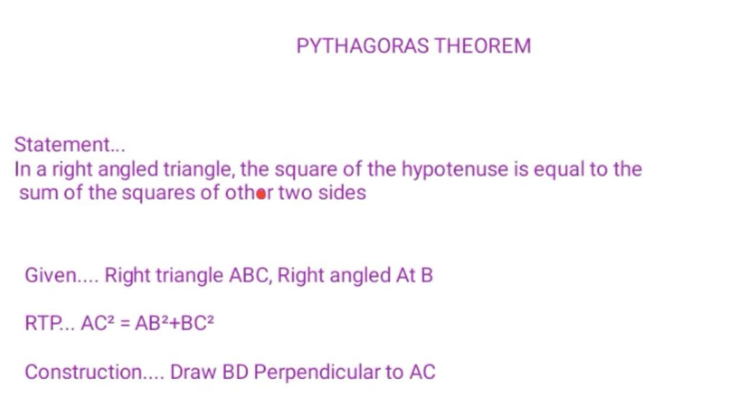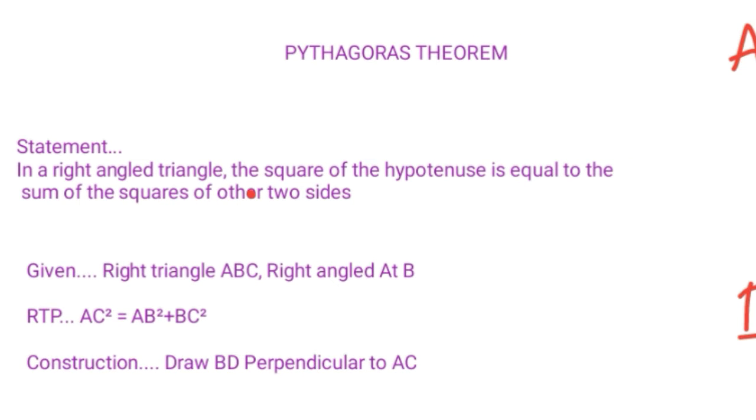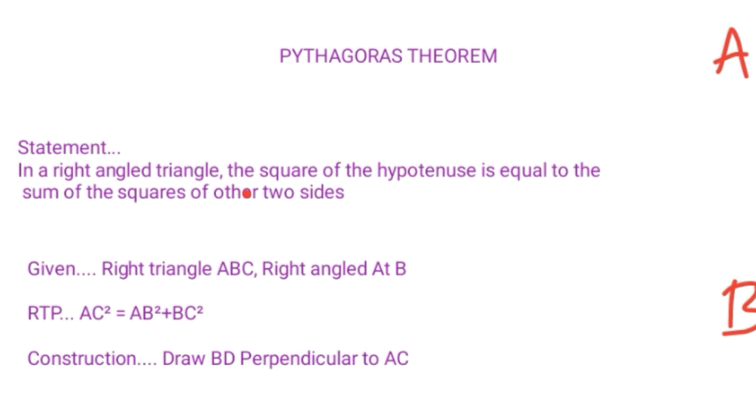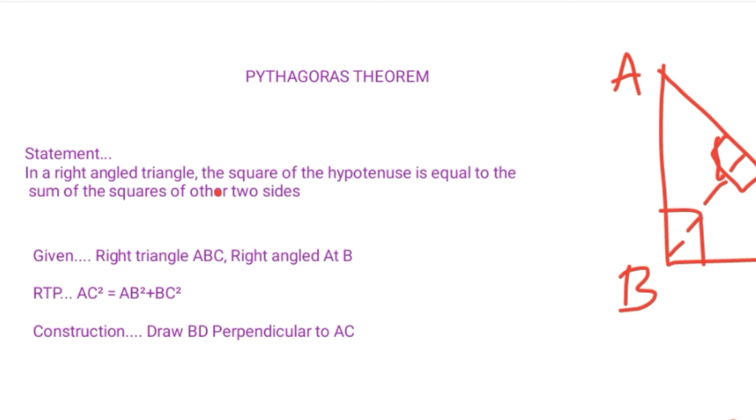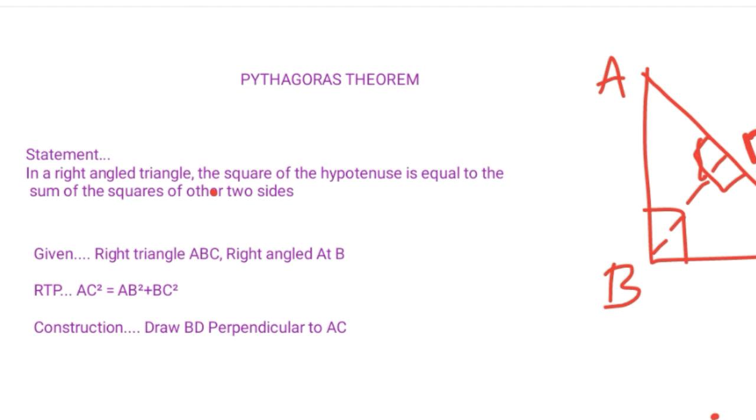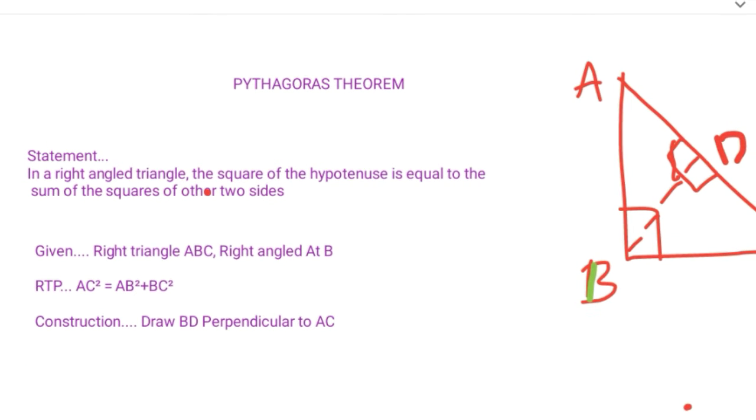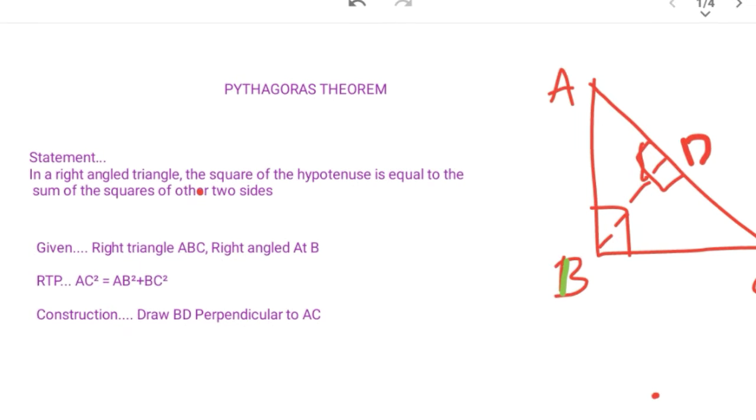Children, today let us discuss the Pythagoras theorem, which is one of the most important topics of class 10. What is the Pythagoras theorem? In a right angle triangle ABC, right angled at B, the square of the hypotenuse is equal to the sum of the squares of the other two sides. Now we have to prove this statement. Let's see how to prove it.